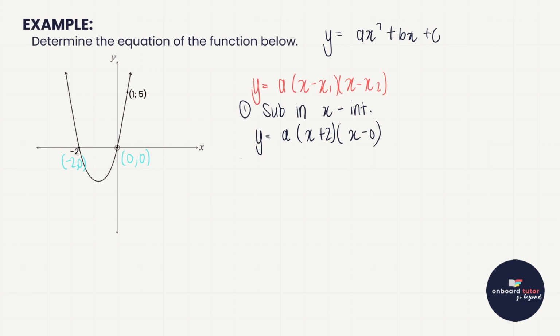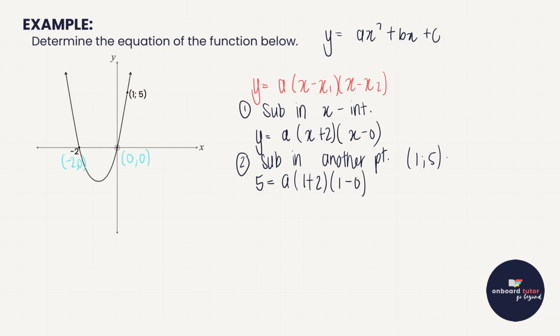Okay, and then step 2, this is very similar. In the past one, we subbed in the turning point. Now we're subbing in our intercepts. Okay, as long as you start with the right equation, you'll be okay. The next thing is we sub in another point. In this case, we've got the point (1, 5). So in the place of y, a 5, (1 plus 2), and (1 minus 0). Okay, and then we're just going to work things out.